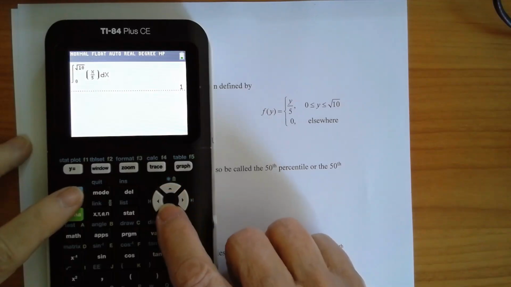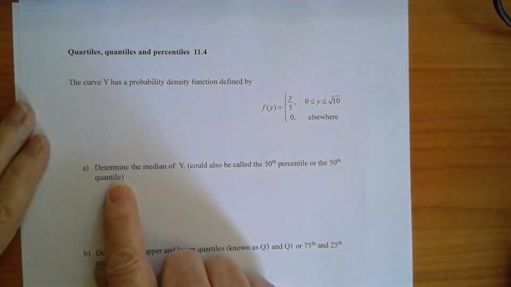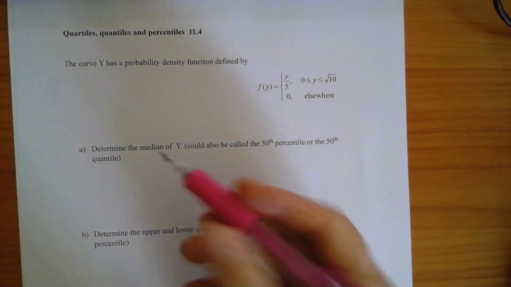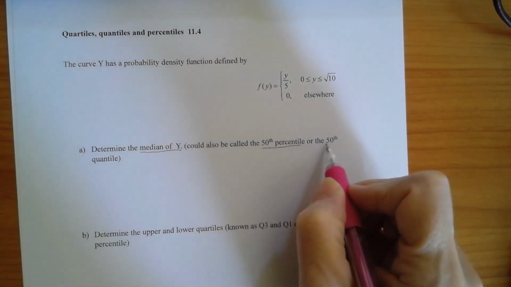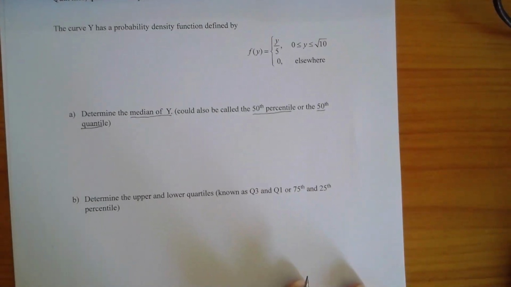Okay, so we know that. The first question says determine the median of y. So this is what they could say. They could say determine the median. They could say determine the 50th percentile or the 50th quantile. All of those things mean the same thing.